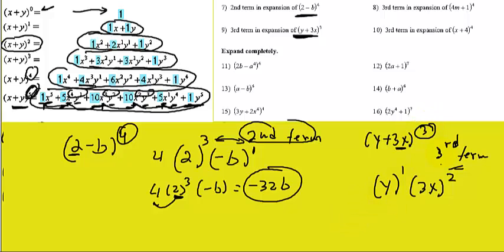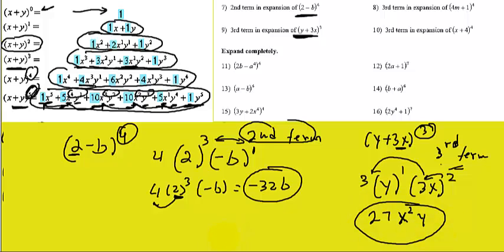Okay, what about the coefficient? So on a third power, go back over here, look at the Pascal's triangle. Third power, the third term, which is 1, 2, 3, will have a coefficient of 3 in the front. When I simplify this, I'm going to square this 3, which is 9. 9 times 3 will give me 27. X to the second y. And that is the third term of this expansion.